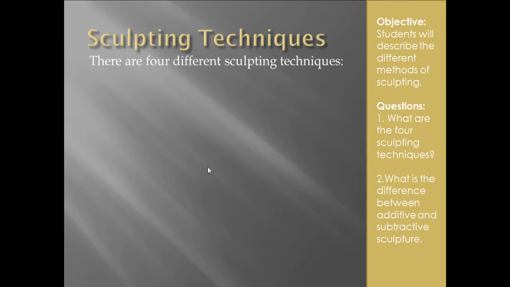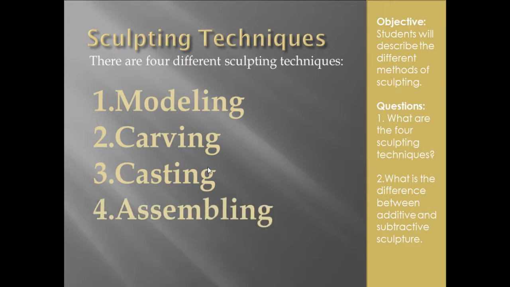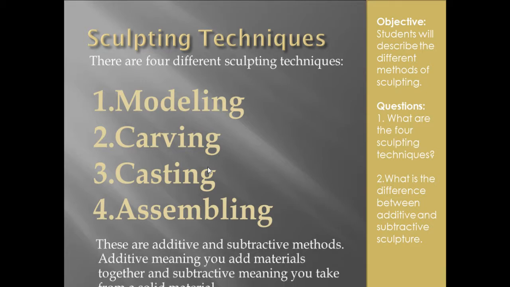Let's talk about some different sculpting techniques. And I'd like you to consider these as you think through your upcoming project, and then, of course, as you actually sculpt your project. The first technique is called modeling. The second is carving. The third is casting. And the fourth is called assembling. So let's take a look at what each of these sculpting techniques are.